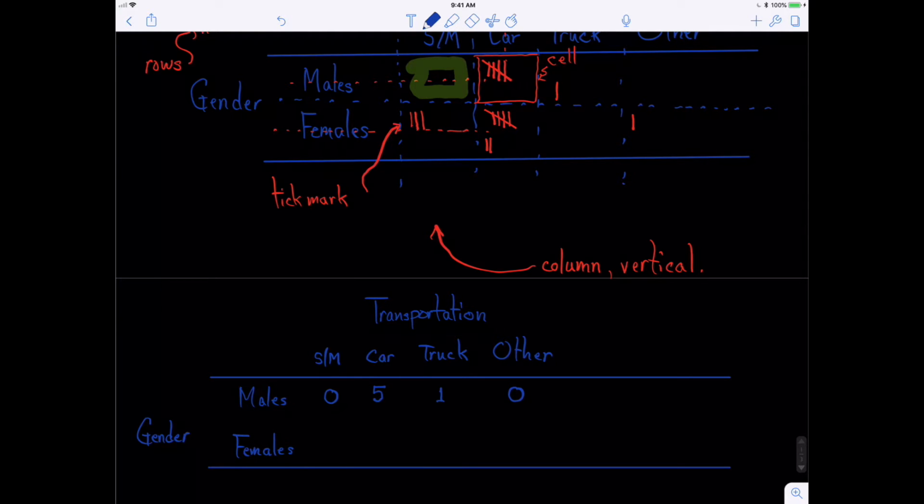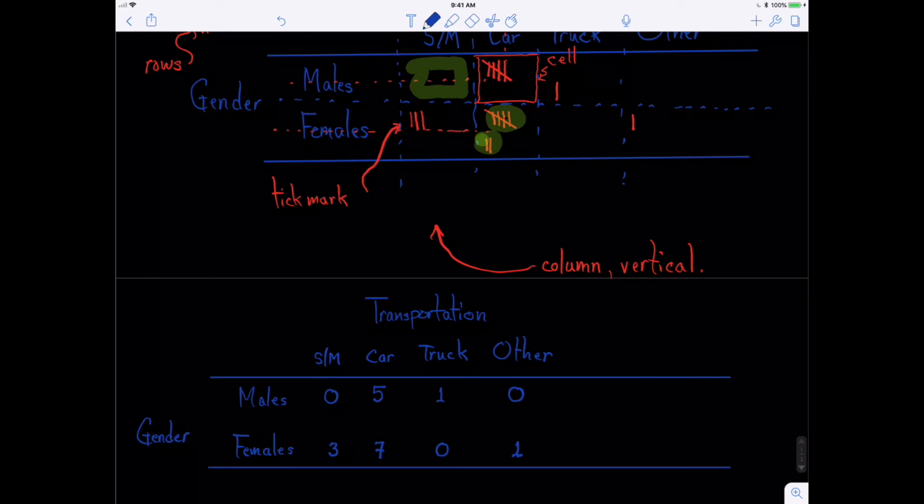When we look at females, we have 3 females in SUVs or minivans. We had, looks like, wow, we have 7 tick marks. Notice that when we do this, here's our group of 5, plus we had 2 more, so we count those tick marks. We have 7 females driving cars. We have 0 in a truck, and we had 1 using another mode of transportation.